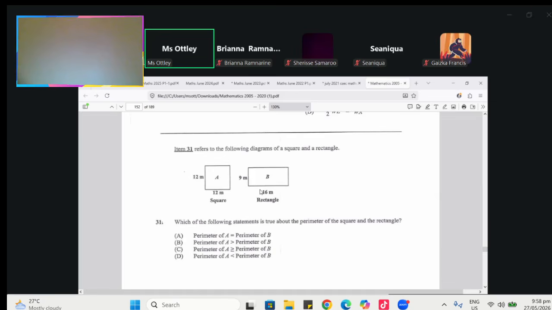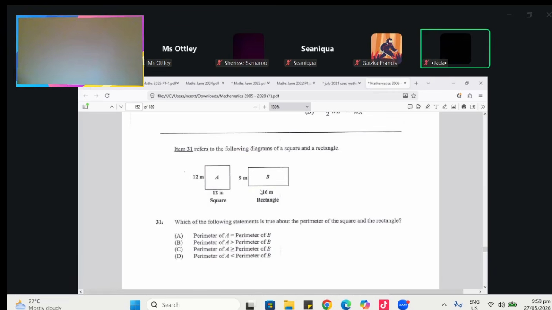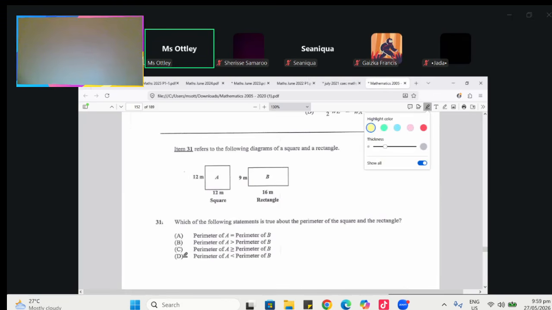Item 31 refers to the diagram of a square and a rectangle. Square A has sides of 12 and 12, and rectangle B has sides of 9 and 16. Which of the following statements is true about the perimeter of the square and the rectangle? Perimeter, not area. Perimeter A is less than perimeter B. It should mean that D is my answer. We all agree with that, right?